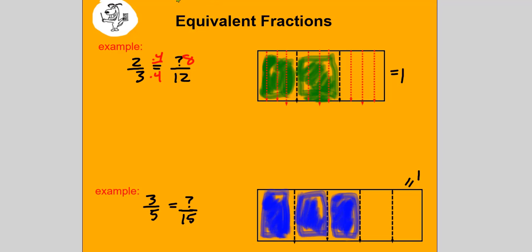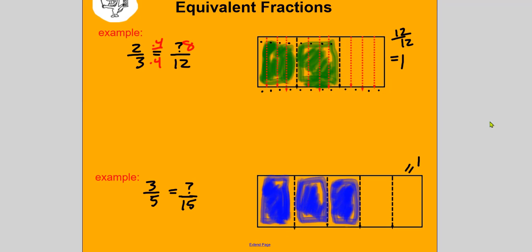So notice, now everything is in 12ths. 1, 2, 3, 4, 5, 6, 7, 8, 9, 10, 11, 12. So now 12/12 equals 1, but I am only taking 8 of those, and that's 1, 2, 3, 4, 5, 6, 7, 8. So 4 over 4 means I'm dividing each third into 4 more parts, which gives me a total of 12 parts equals 1.